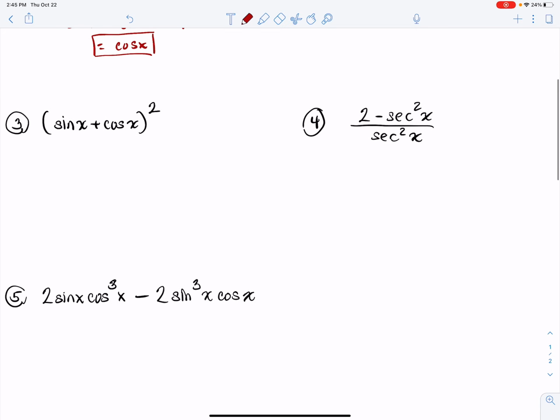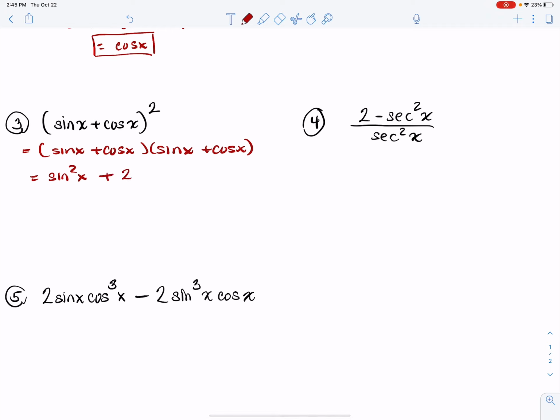So moving right along to number 3, notice I'm squaring a binomial. So that means, what's the only thing you can do when you have something squared? Multiply it out, right? So we're going to have (sine x plus cosine x) and (sine x plus cosine x). And then we just FOIL, right? So first times the first is sine squared x. Outers give you sine x cosine x, and so do the inners. So that's plus 2 sine x cosine x. And then the last times the last is cosine squared x.